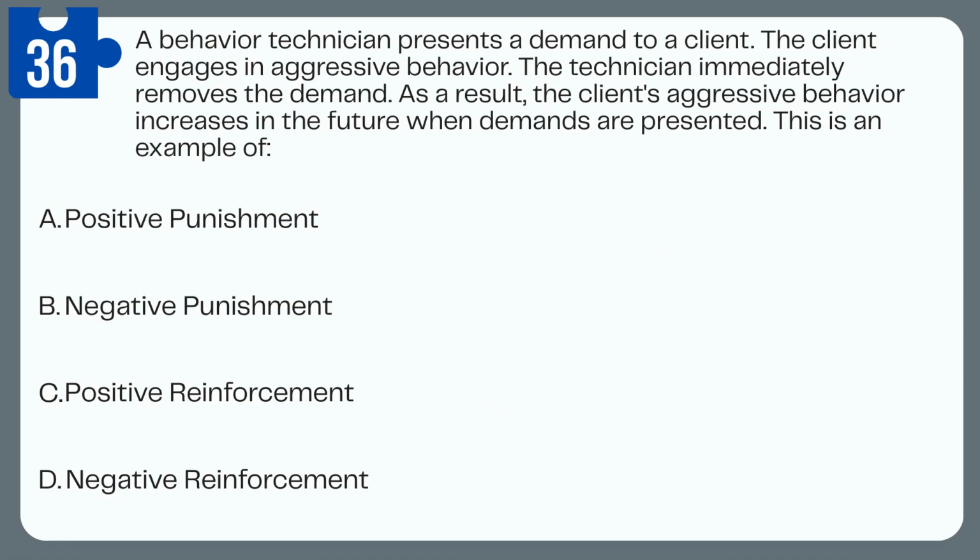Question 36. A behavior technician presents a demand to a client. The client engages in aggressive behavior. The technician immediately removes the demand. As a result, the client's aggressive behavior increases in the future when demands are presented. This is an example of A. Positive punishment. B. Negative punishment. C. Positive reinforcement. D. Negative reinforcement.